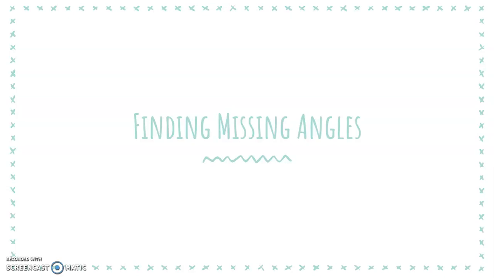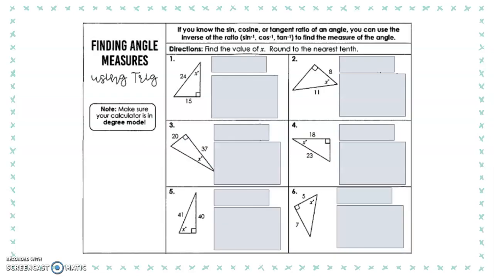We're going to focus on finding missing angles in a right triangle using those trig ratios for this video. So we're going to start by setting up our problem the same way we would when we were finding missing side measures. It's just solving for our missing piece. It's going to be a little bit different. We're going to start by looking at our angle.